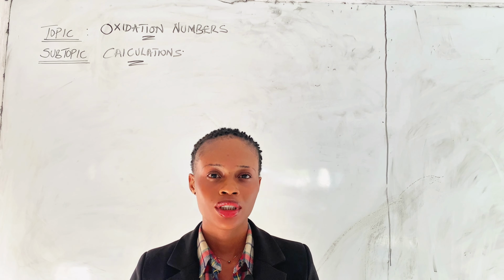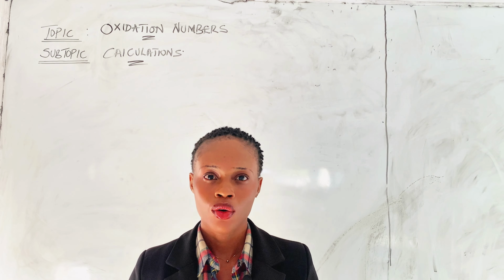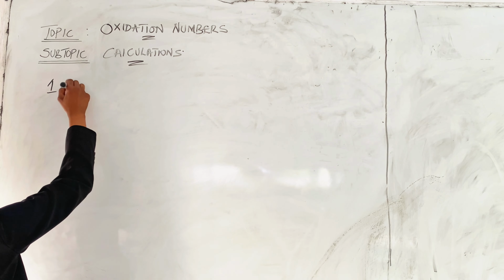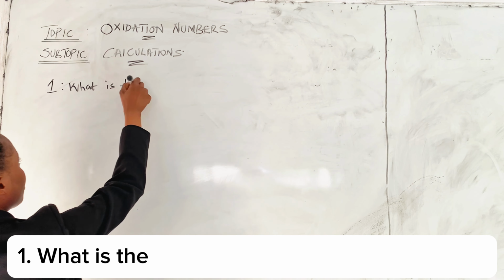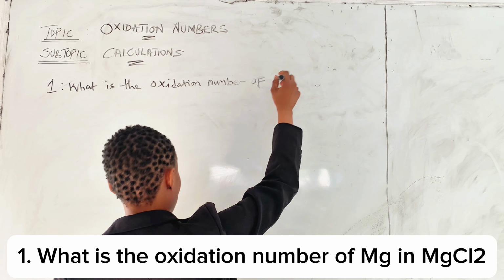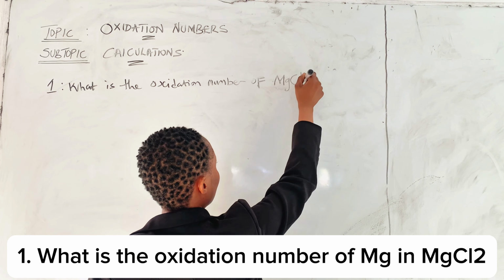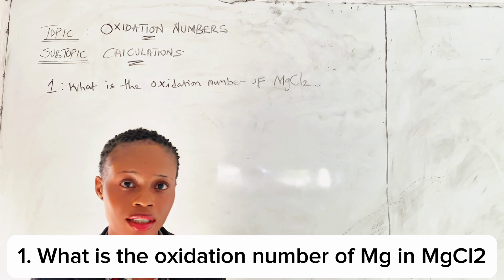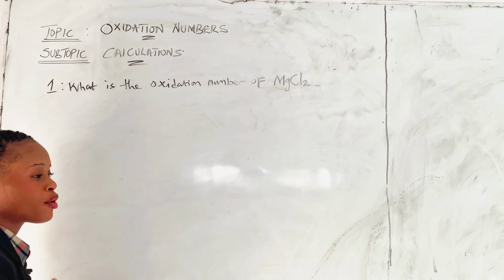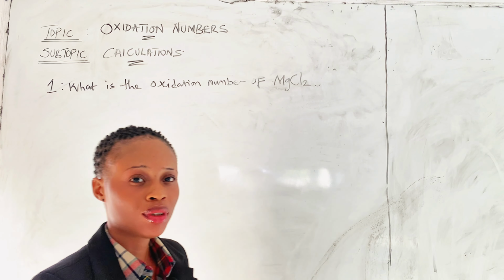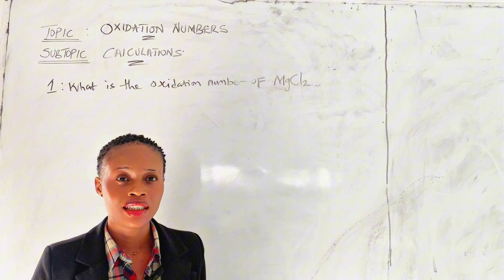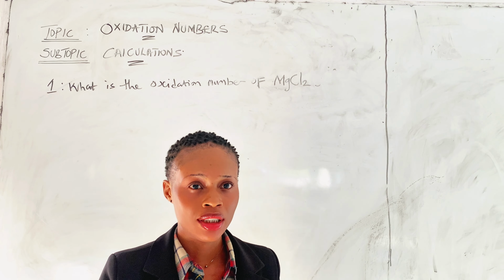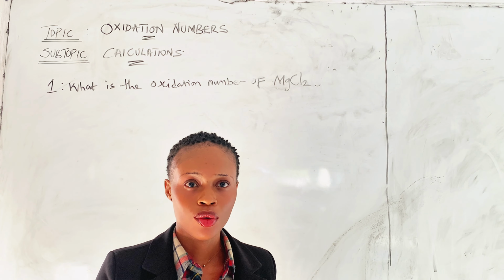We're going to be going through some examples on oxidation numbers. So the first example we're going to take is: what is the oxidation number of magnesium chloride? Now, first things first, remember when we were talking about the rules for oxidation numbers, we said that whenever an element exists in its elemental form, or rather in its free form, that is uncombined with another element, its oxidation number is 0.